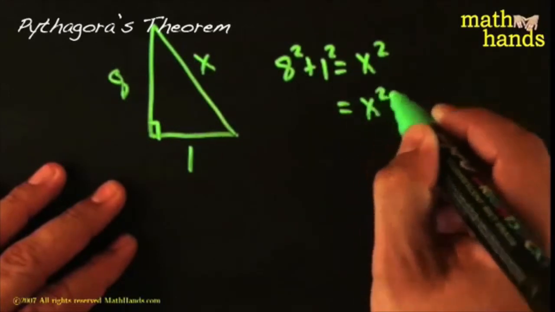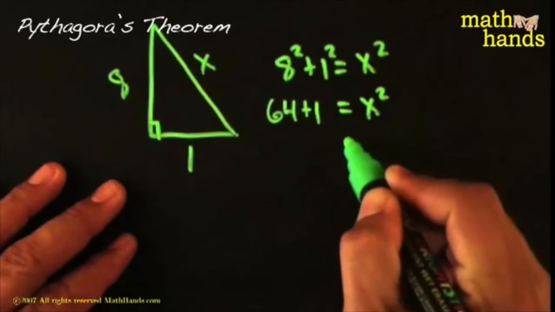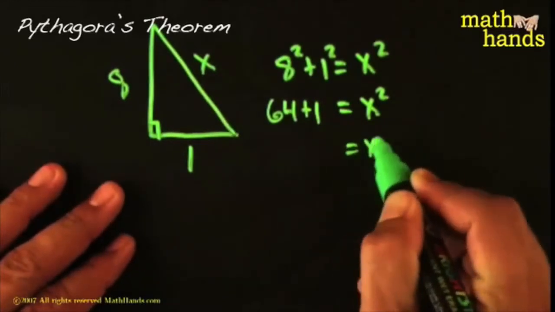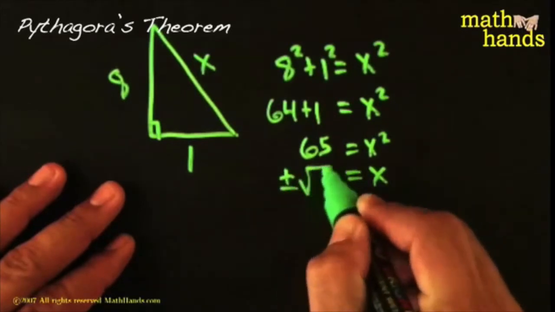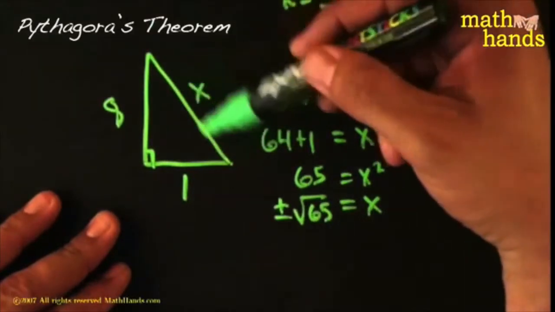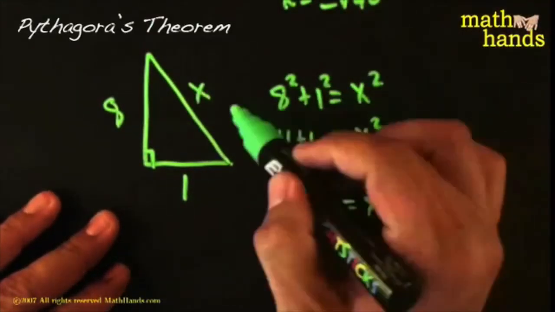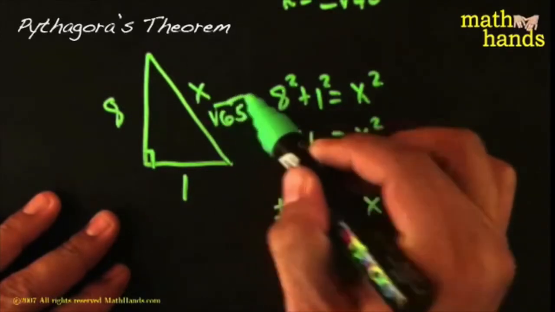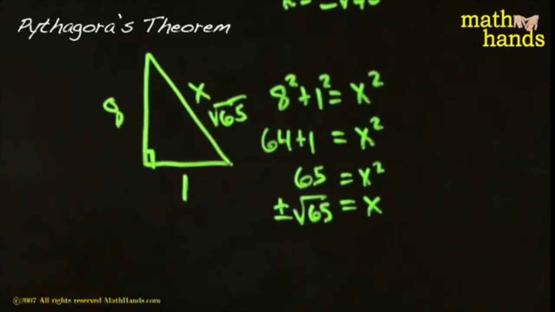And that would lead you to the conclusion that 64 plus 1 is equal to x squared, which would then imply that x squared is equal to 65, which would then imply that x equals plus or minus the square root of 65. If you're looking for strictly the length of it, you'll interpret that as the square root of 65, and then you'd be done. Again, there might be occasions where there might be some deeper interpretations of the negative number. This may not be the right place for it, so that's another example.